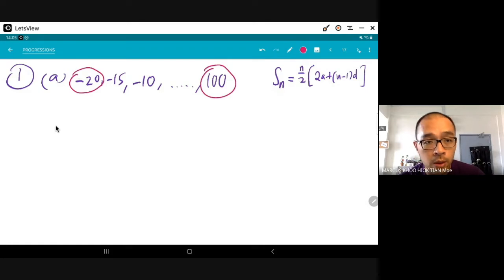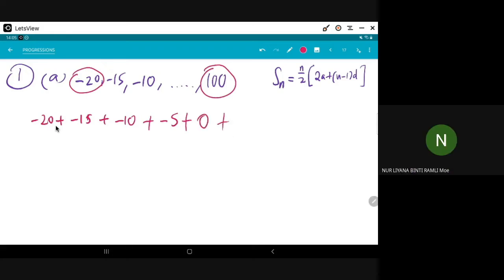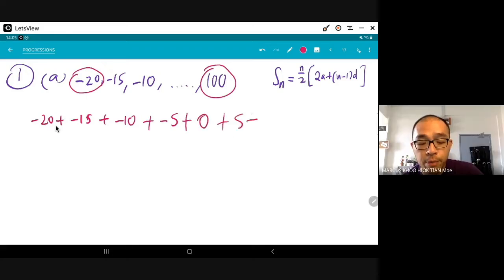I want to know: negative 20 plus negative 15 plus negative 10 plus, what's the next number? After negative 10 is negative 5. Plus negative 5 plus, next number? 0. After 0 is 5. Then you add all the way until 100. I want to know what the total is.